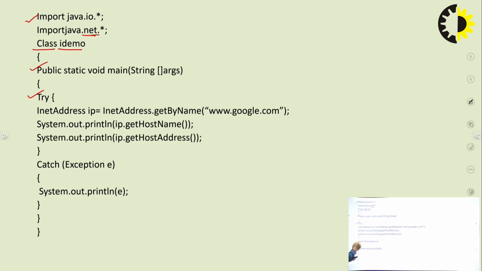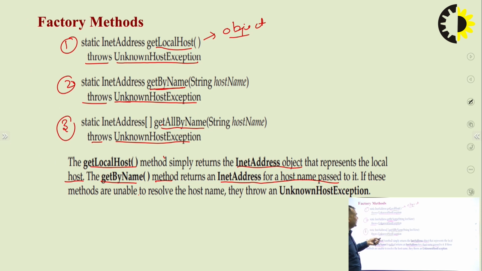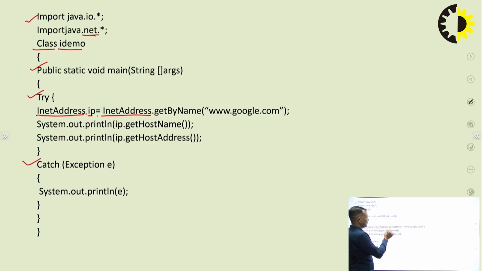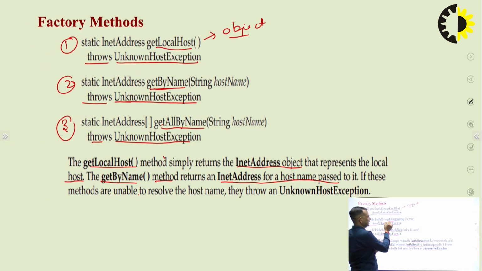We are using try and catch. So what we do, we are using the InetAddress class. We create an instance object IP of the InetAddress class. We have to create the instance object of this class, so we are using any one of the methods. Here we are using getByName.